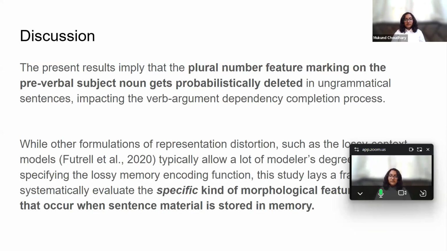While other formulations of the representation distortion proposal, such as the lossy context model, have typically allowed for a lot of modeler's degrees of freedom in specifying exactly the lossy memory encoding function, the present study lays a framework to systematically evaluate the specific kind of morphological feature distortion that can occur when sentence material is stored in the memory.